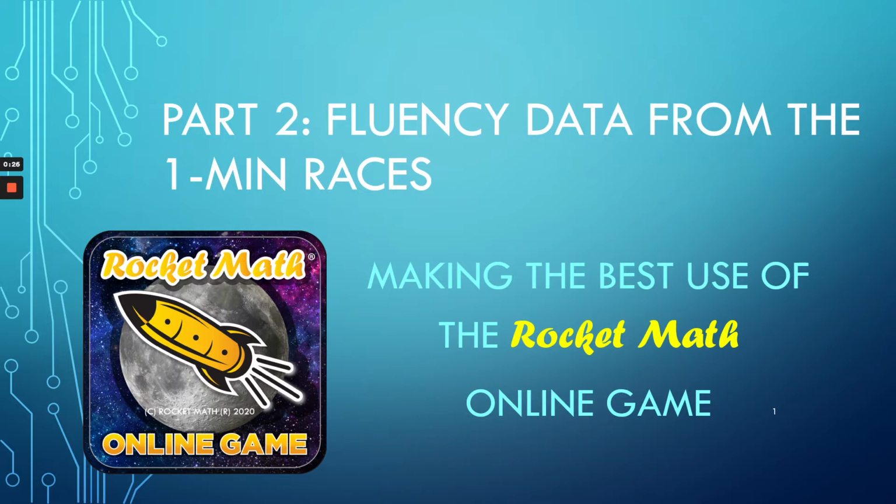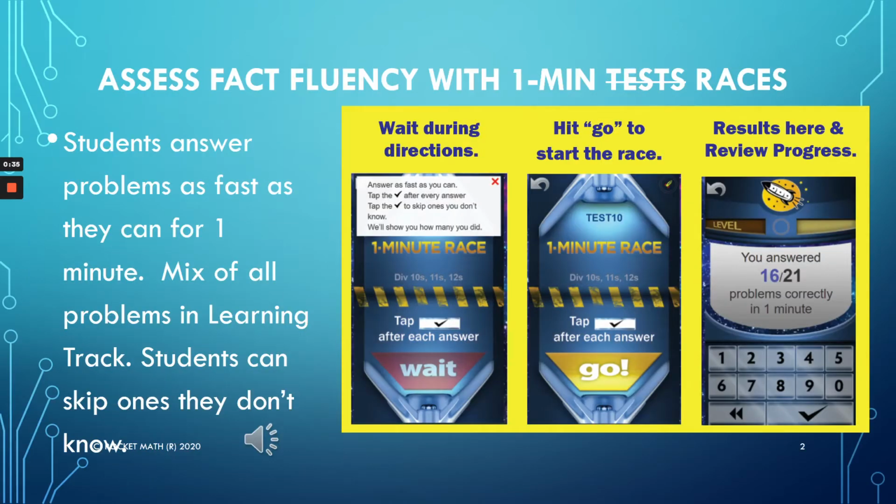The 1-minute races provide fluency data that you can use to demonstrate if students are developing increased fluency in math facts. Besides teaching math facts deliberately and sequentially, the online game also assesses math fact fluency with 1-minute tests. 1-minute races. We don't want to alarm the students by calling them tests, so we call them races. They answer problems randomly selected from all the problems taught in their learning track for 1 minute. They can skip the ones they don't know.